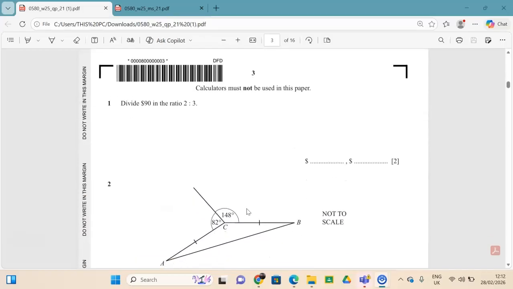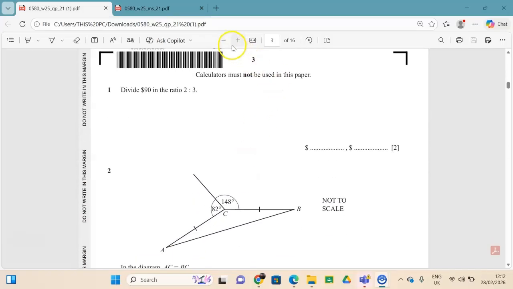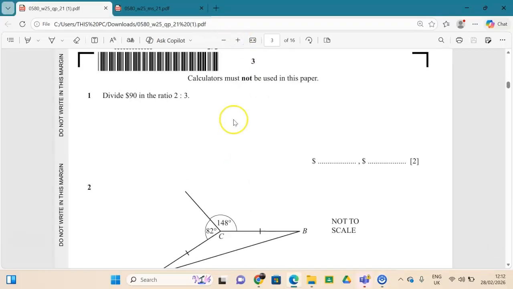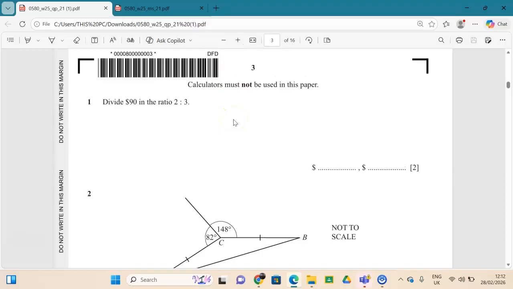So we move on. Remember that this is a non-calculator paper, so you are not allowed to use your calculator. So we go with the first question here. Remember, we are looking for the best tricks that we can use to make these things easy. Let's look at question 1.